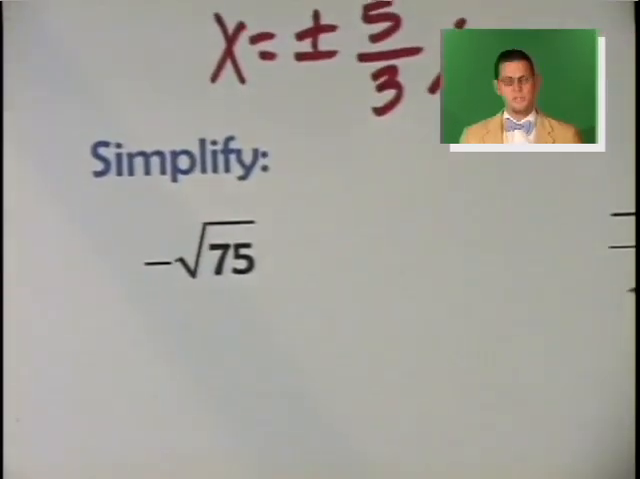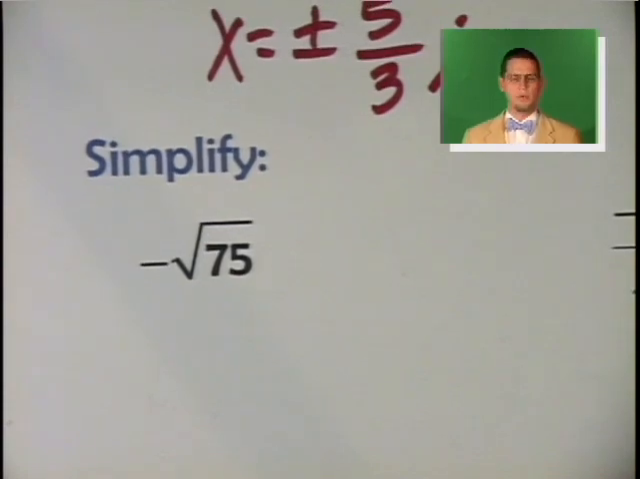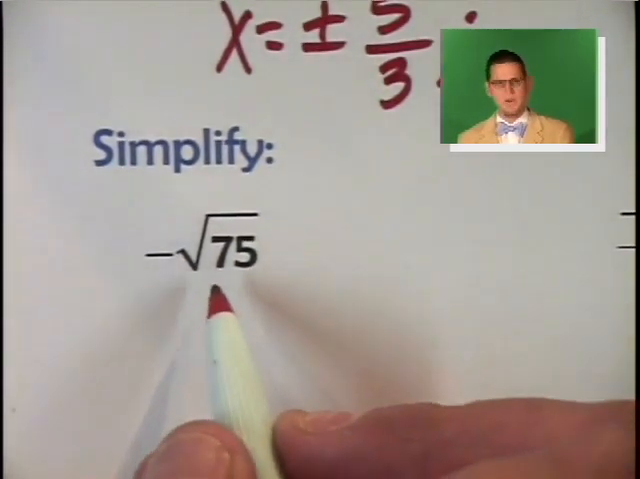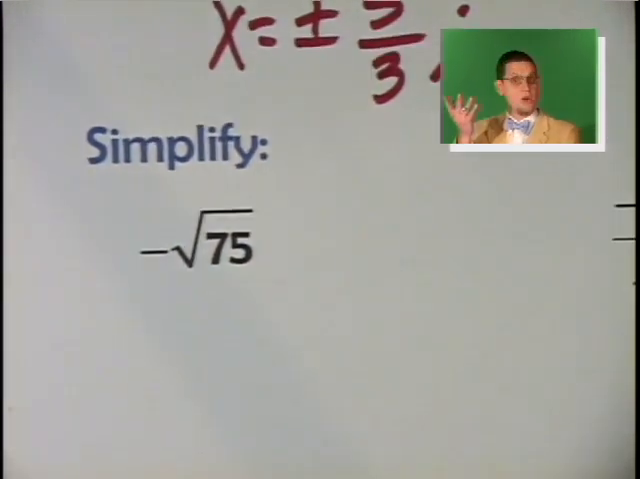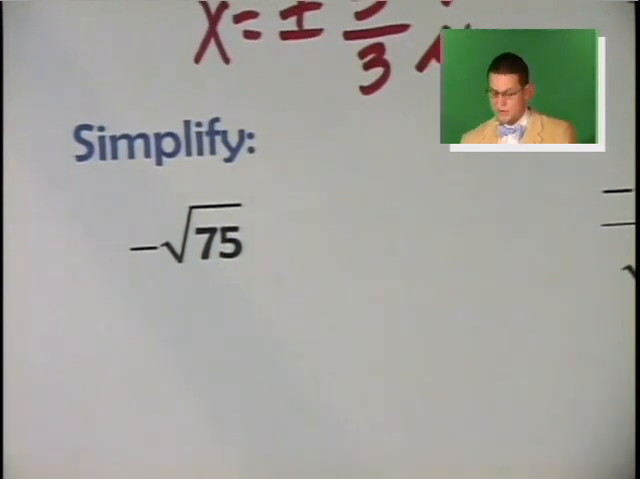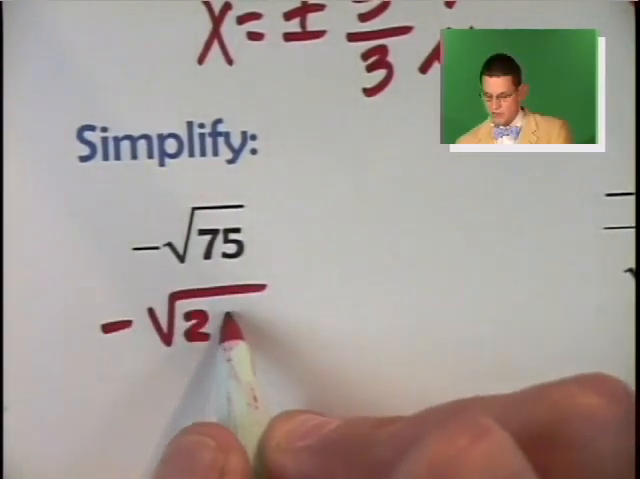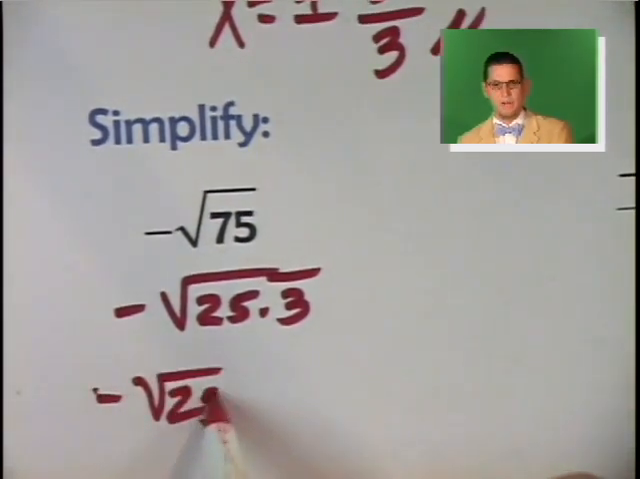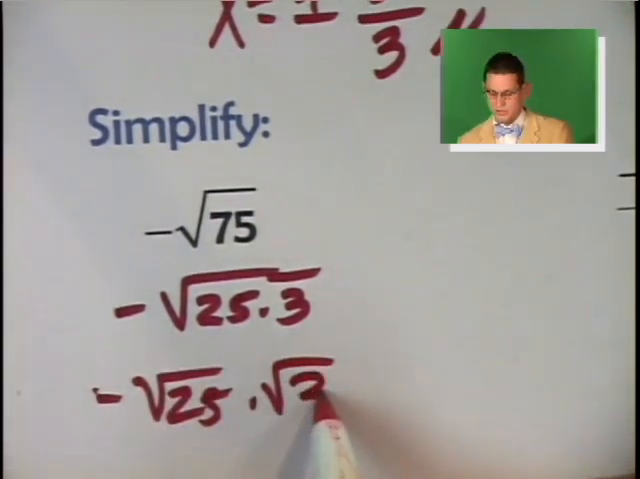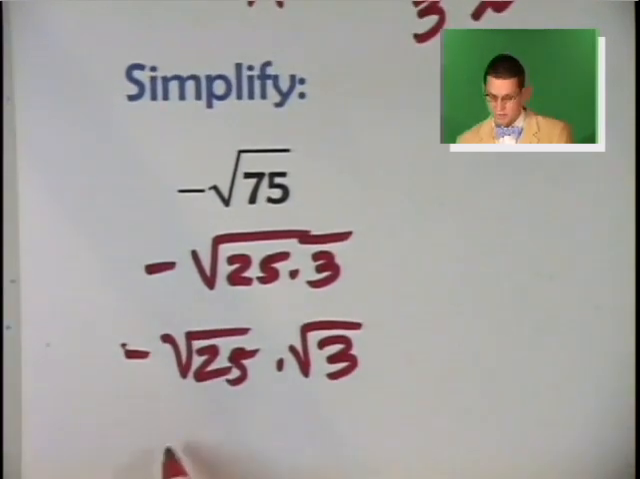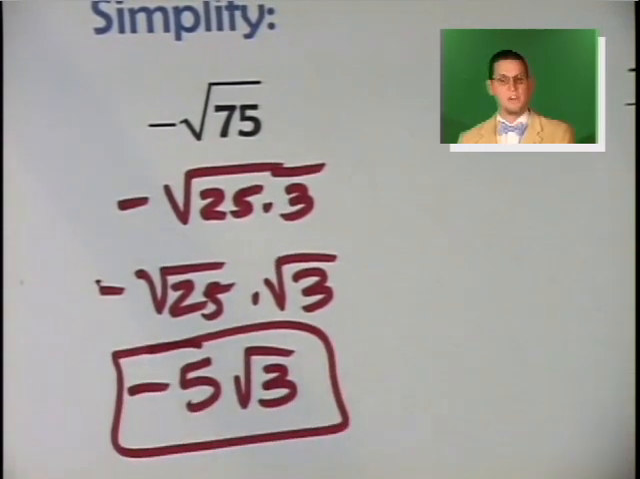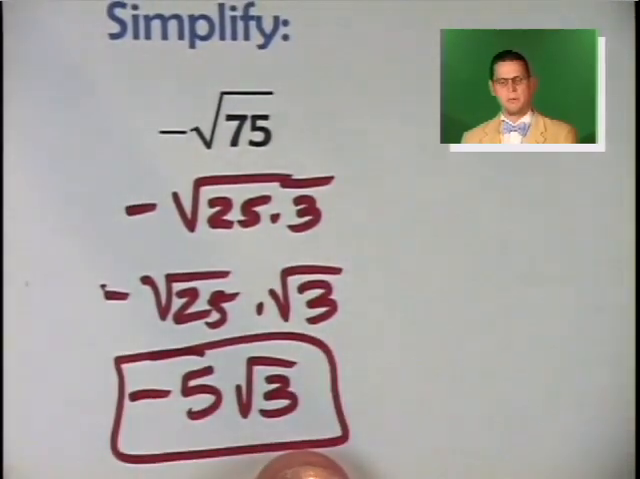Simplifying radicals. What you want to do is, if it's not a perfect square under the radical, you want to try and find factors of it that are perfect squares. Now notice there's not a negative under this radical. So 75 is, let's see, 25 times 3. You can write that as negative the square root of 25 times the square root of 3. And 25 being a perfect square, we get negative 5 square root of 3. There we go. And that's simplified because 3 has no factors that are perfect squares.